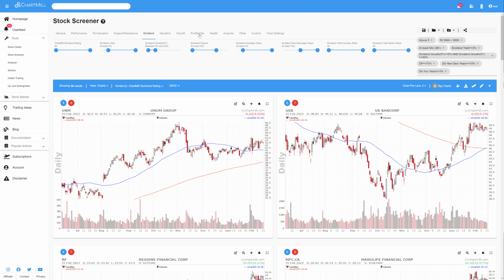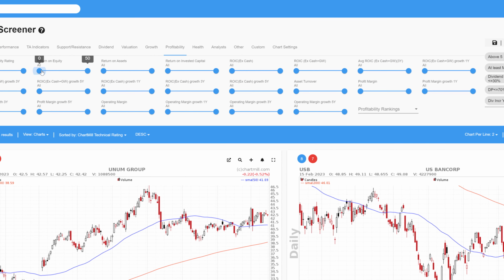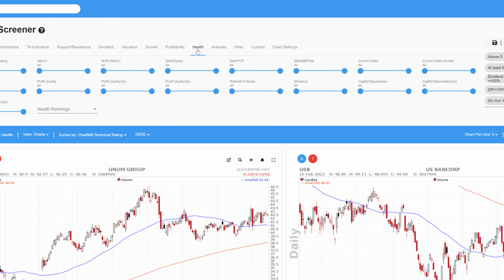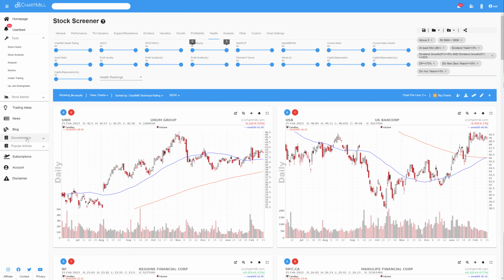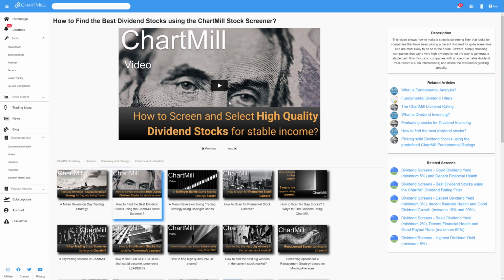Other ratios that are also frequently used when looking for dividend stocks are return on equity and debt to equity. These can be found under the Profitability and the Health tab. Why both of these ratios are also important for dividend investors was already discussed in this video, and a direct link to it can be found in the description below.